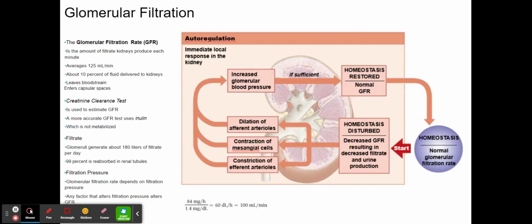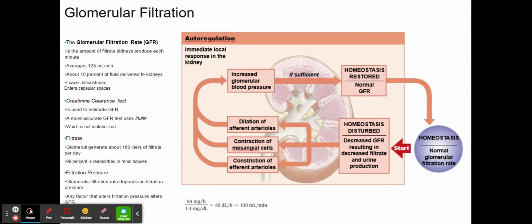The glomerular filtration rate, or the GFR, is the amount of filtrate that the kidneys produce each minute. Each kidney contains about 6 square meters, or some 64 square feet, of filtration surface, and the GFR averages an astounding 125 milliliters per minute. This means that nearly 10% of the fluid delivered to the kidneys by renal arteries leaves the bloodstream and enters the capsular spaces. A creatinine clearance test is often used to estimate the GFR.